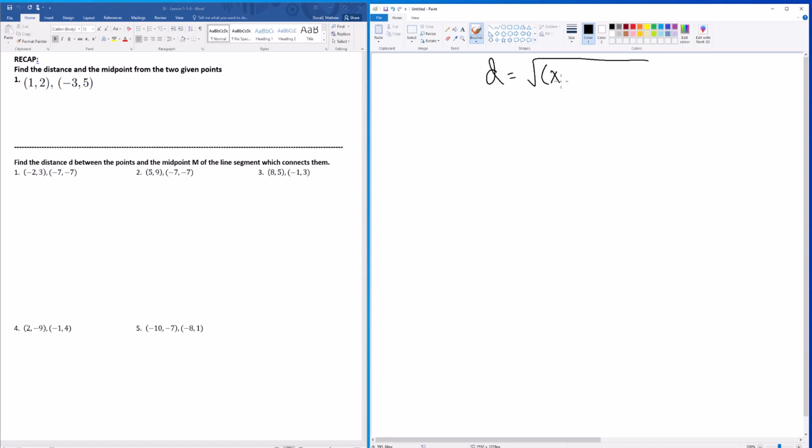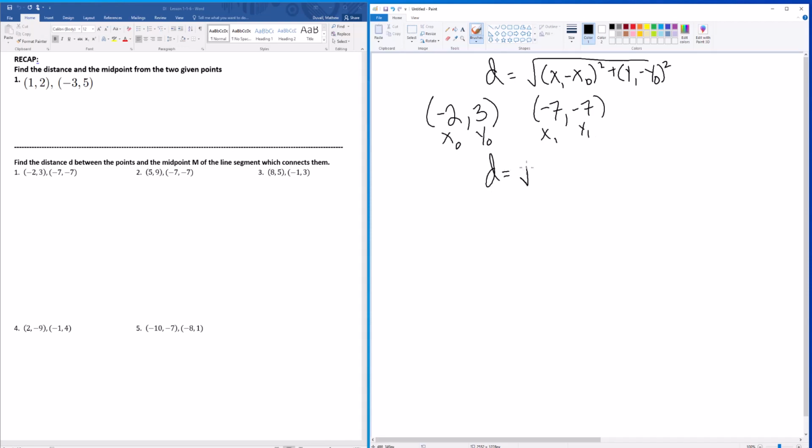is you take the 2 x values, subtract them and square it, and you add that to the 2 y values subtracted, squared. So we're going to have to do that. In this instance, I have the 2 points, -2, 3, and -7, -7. This is my first point, x0 and y0, and this is my second point, x1 and y1. So I just plug them in.